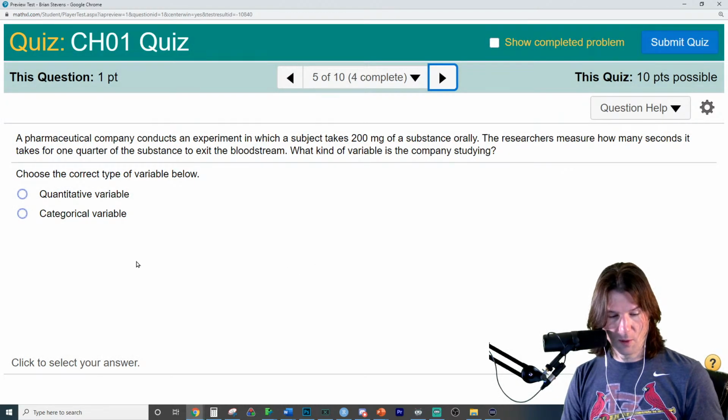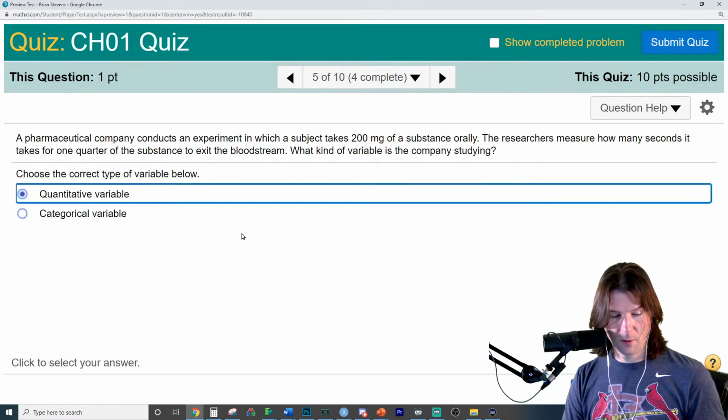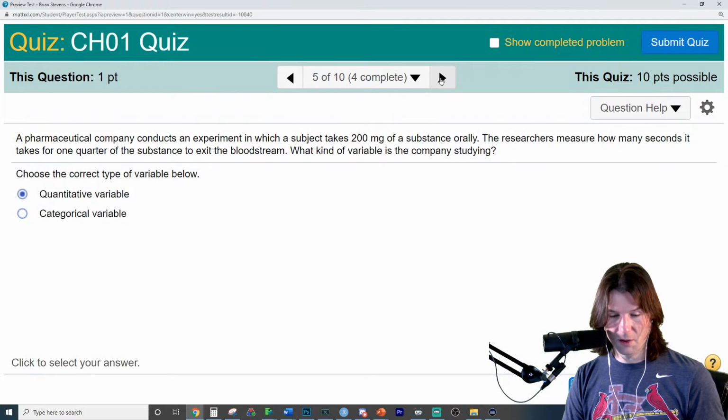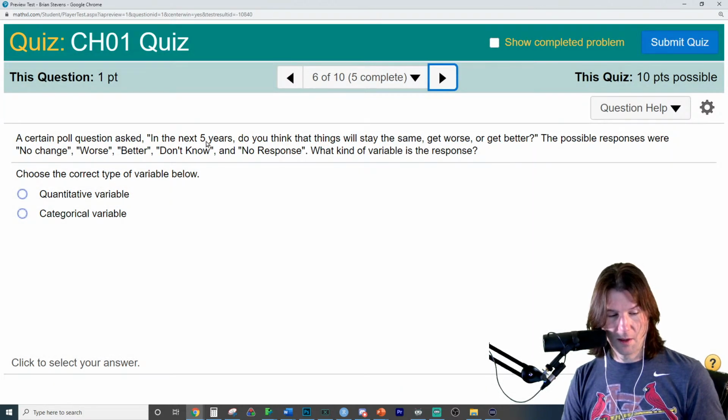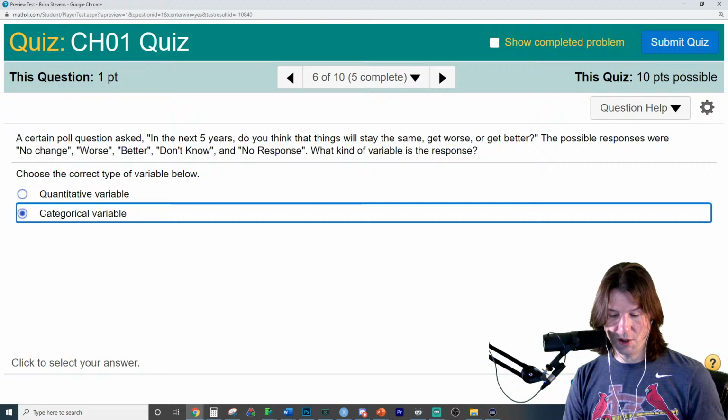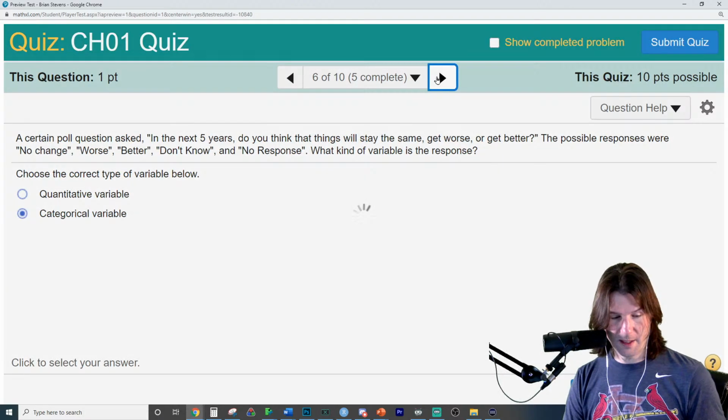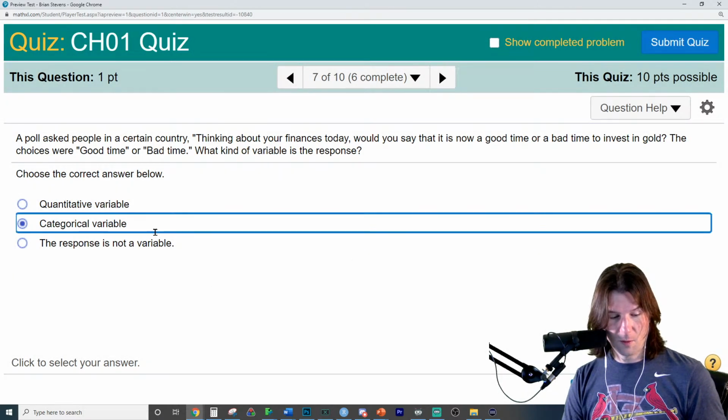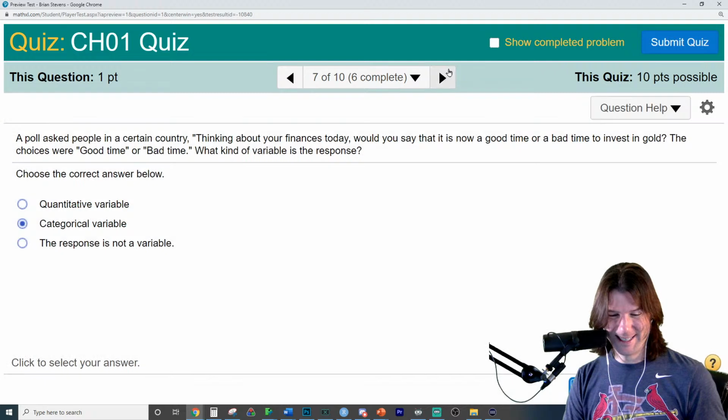So what is the size? Categorical. We want to know how long it takes. So how long does it take for a substance to leave the bloodstream? Quantitative. We want to know what is your response to a question. So what was your response? We want to know what was your response to your finances.